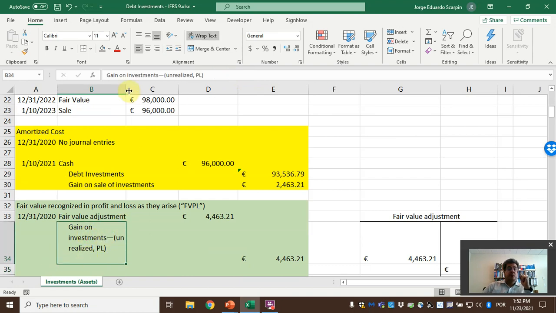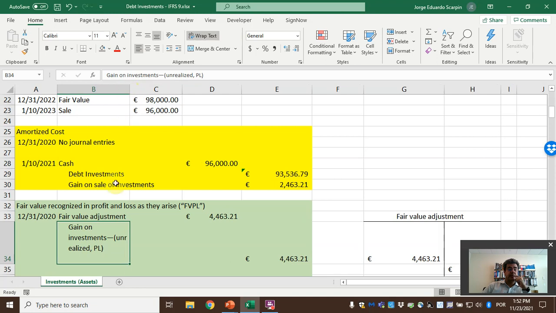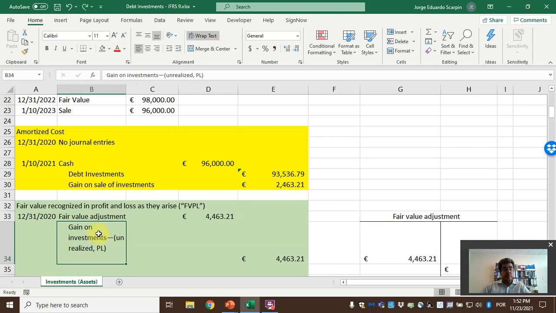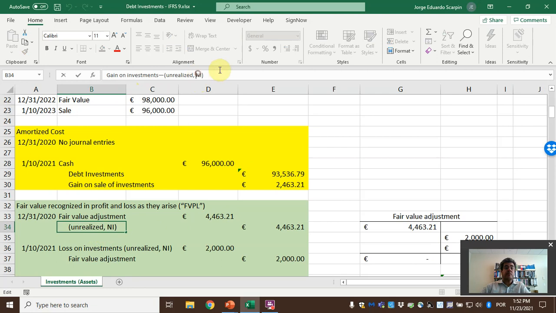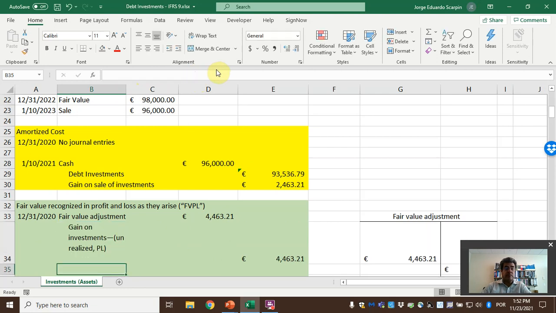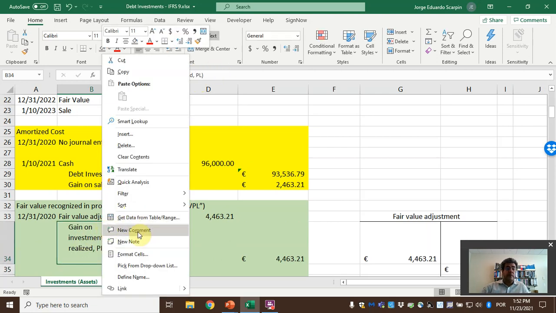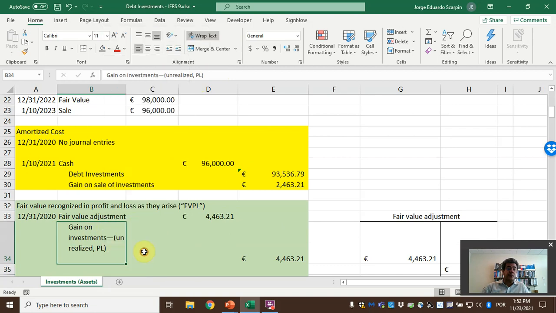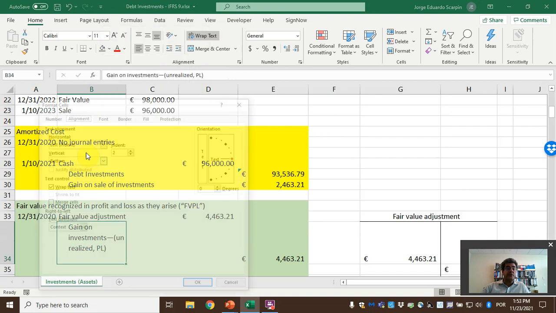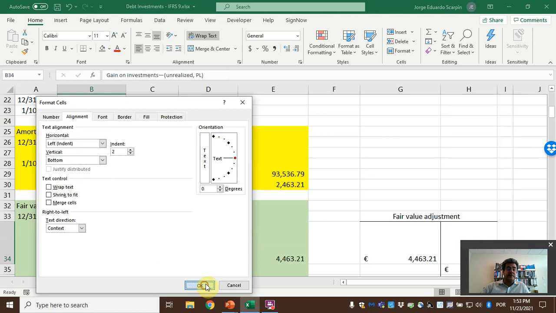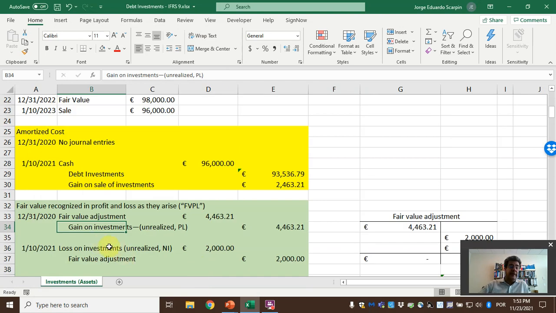Better. Oh, that was me. Come on. Format. No wrap test. Okay, much better.